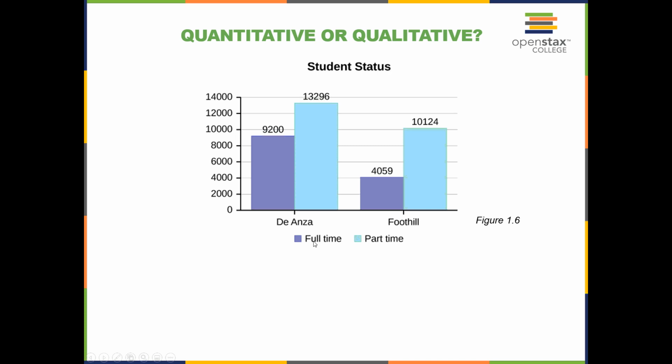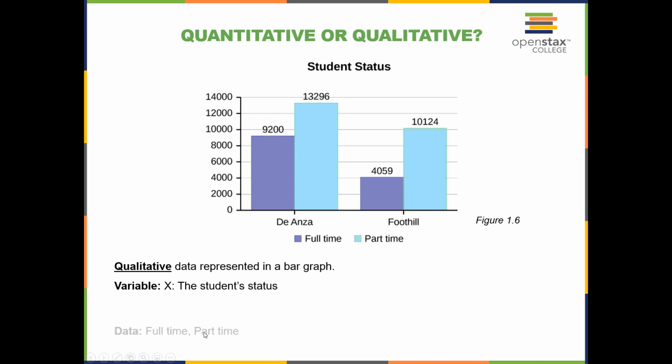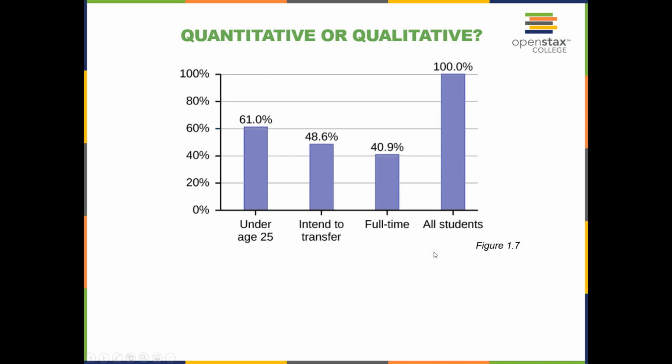Again, here we see that we're recording full-time or part-time. And so this is qualitative, and this is an example of a bar graph. The variable X is the student status, and the data is full-time or part-time. Again, here we have a bar chart.